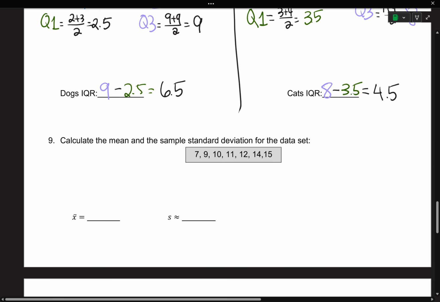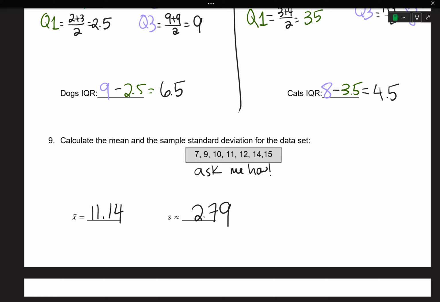Okay, for number 9, calculating the mean and sample standard deviation of the data set. This is something we do in our calculators. Ask me how. And I'm writing that for those people not using the volume on my videos. Ask me how to do this in your calculator because I can't show you on the test. All right. So for the mean I got 11.14 and 2.79 for the standard deviation.